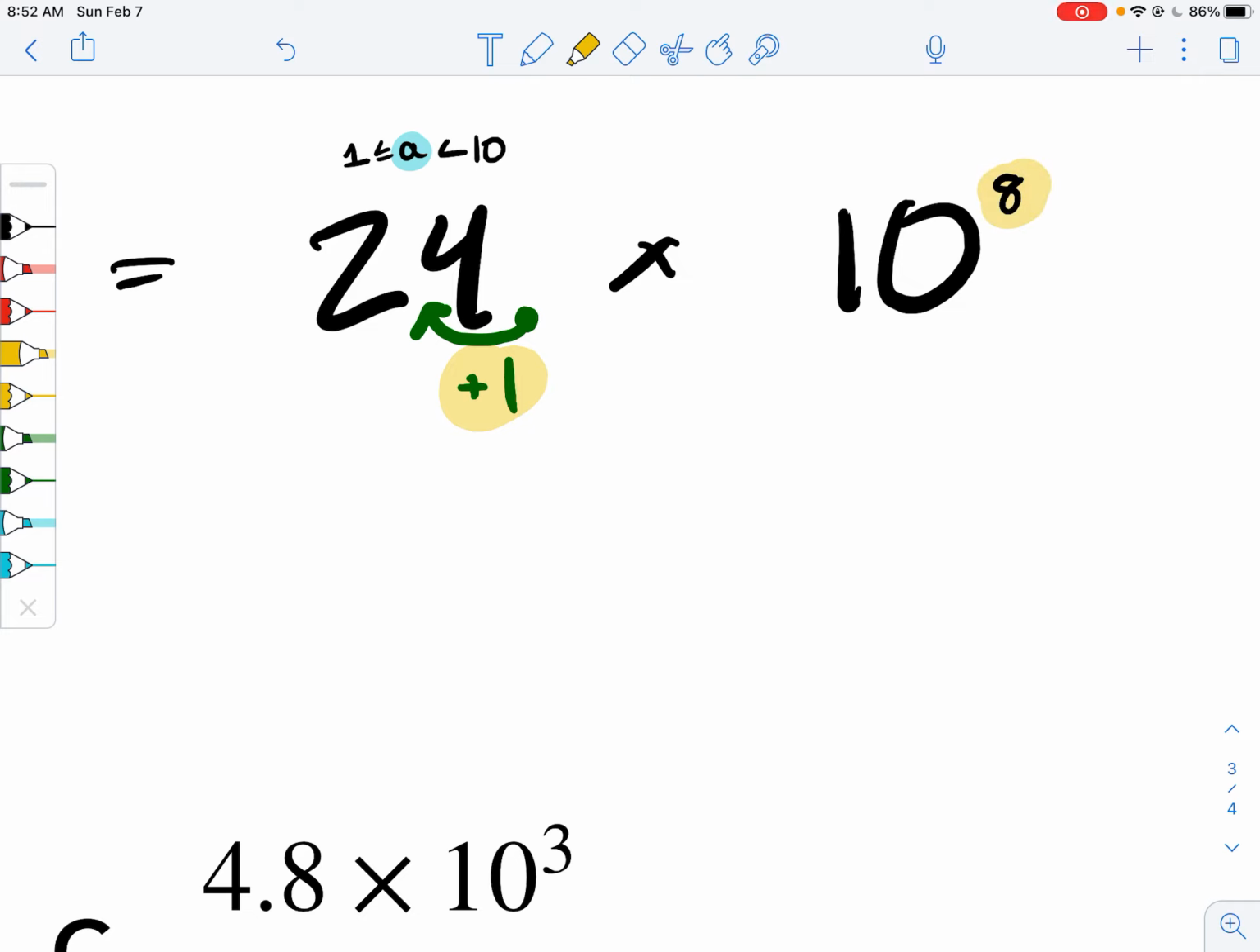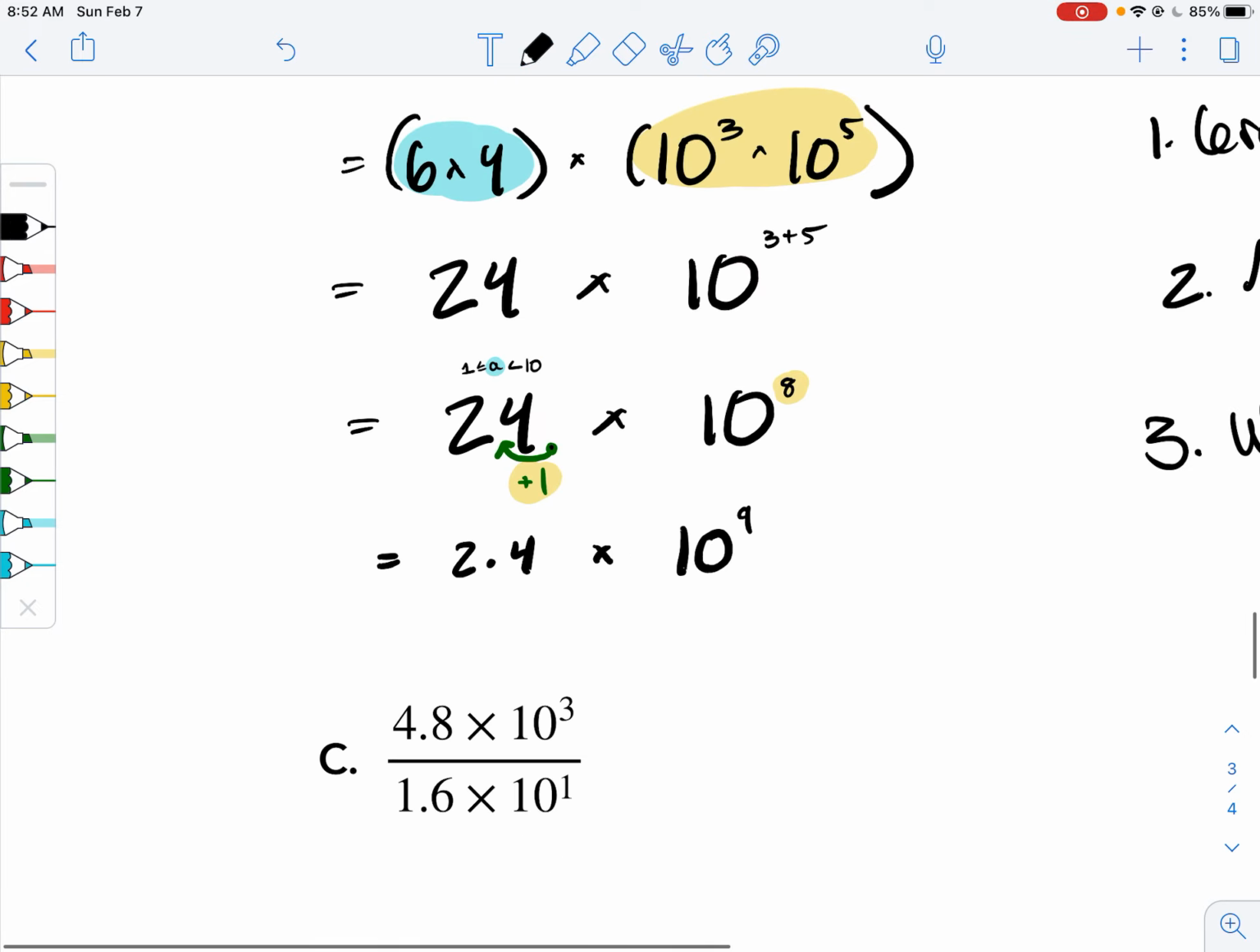Crazy, huh? Because we move 1 to the left. That's 1 more power of 10. So we actually get, after moving our decimal point, 2.4 times 10, and then we add these exponents together. 10 to the 9th power.